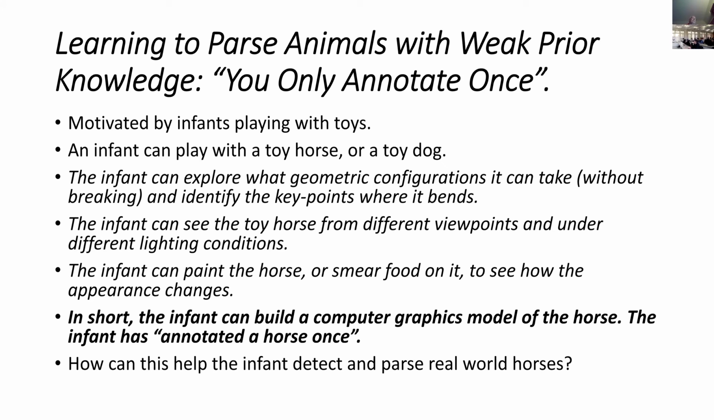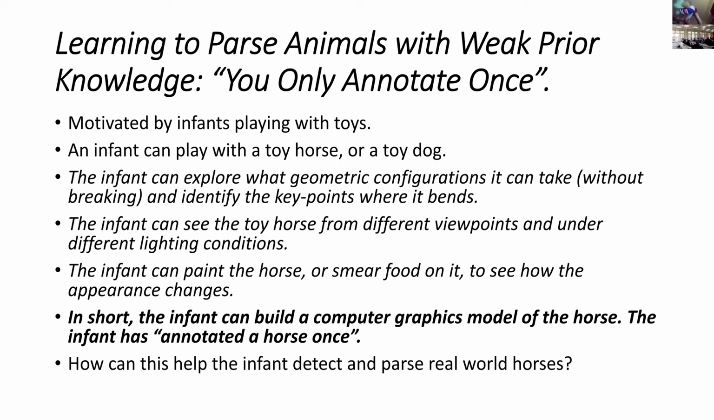If you think of a child learning, an infant plays with toys. An infant can have a toy horse or a toy dog. The infant can pick up the toy, it can bend the toy. Here is a toy dog, for example. If you can see this, it can bend it. It knows that the object is articulated at the legs, at the knees, at the head. It could learn that model just by playing with it.